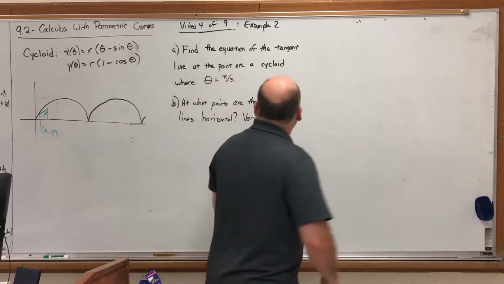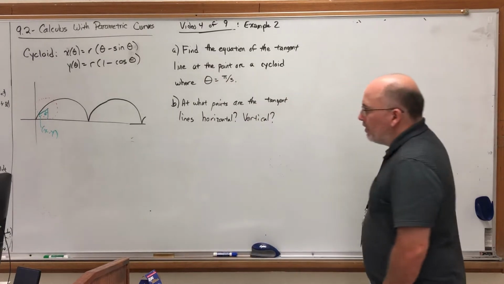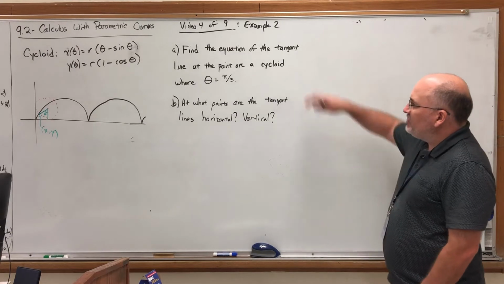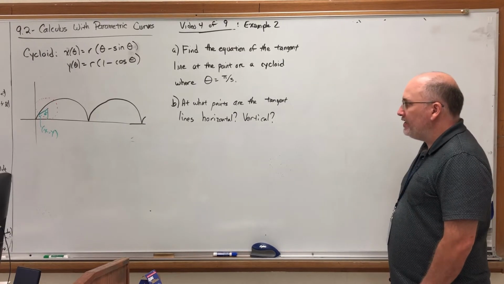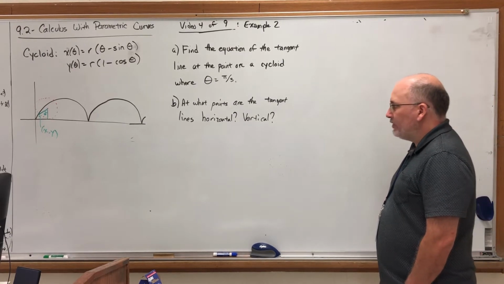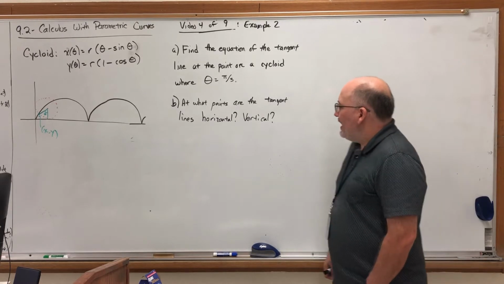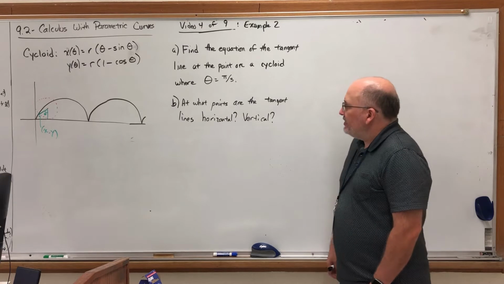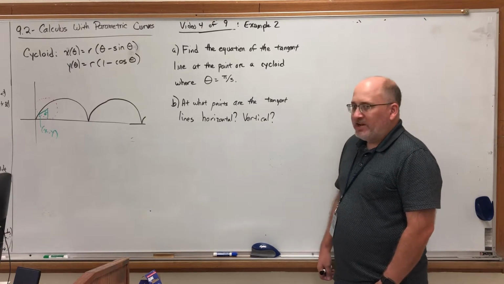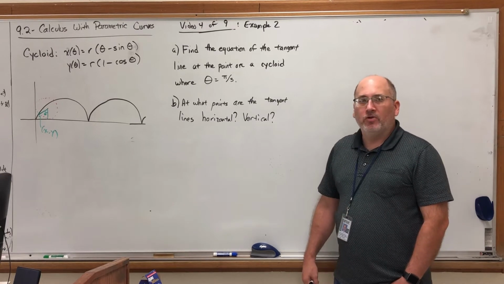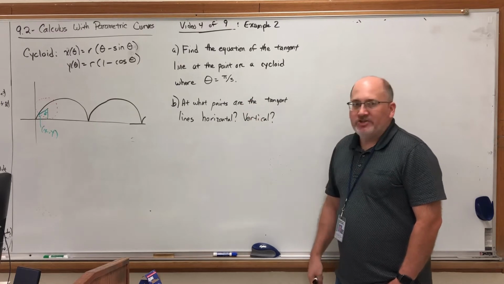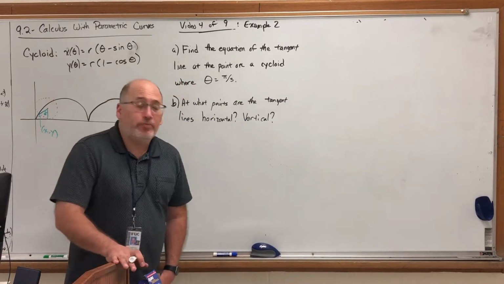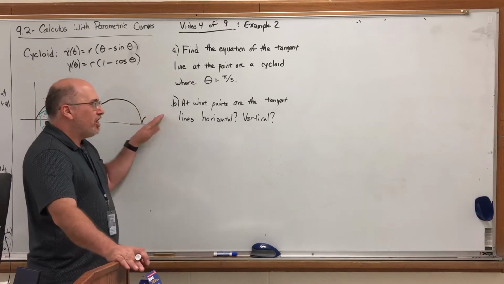In this example, we're going to do a couple of things with the cycloid. A, find the equation of the tangent line at the point on a cycloid where theta is equal to pi over 3. And B, at what points are the tangent lines horizontal and vertical? Notice I didn't specify a particular radius, so we're going to do this in general with r as a constant in our parametric equations.